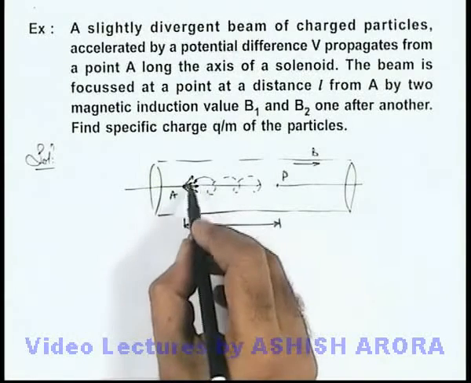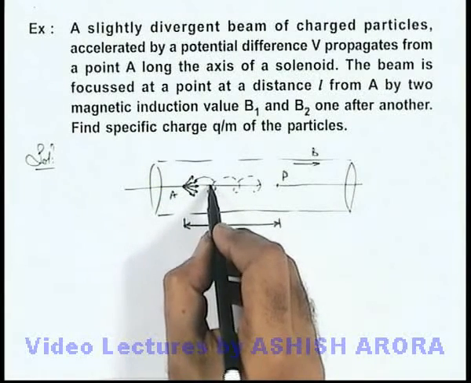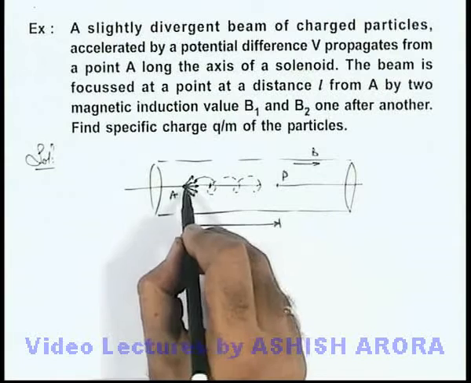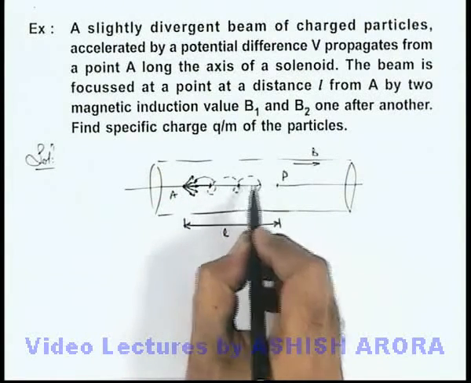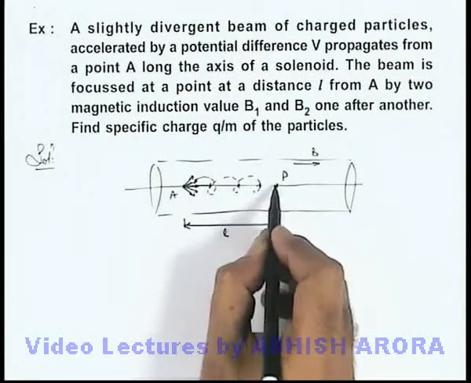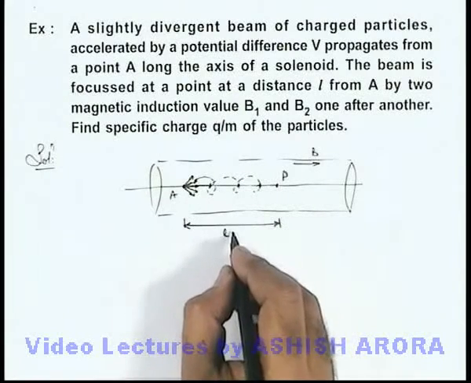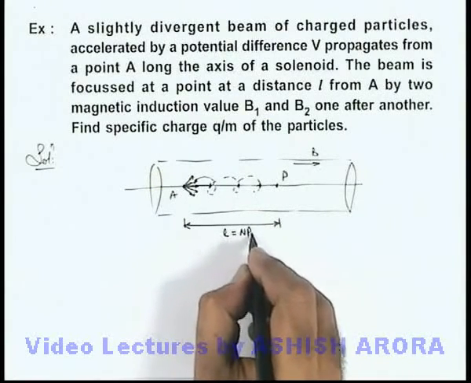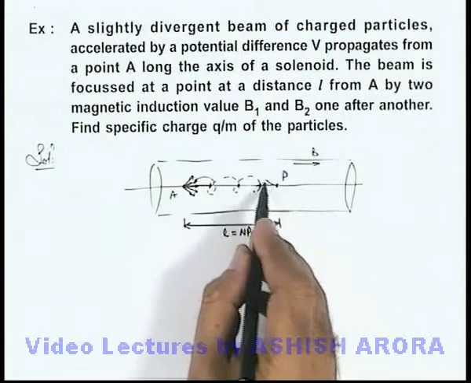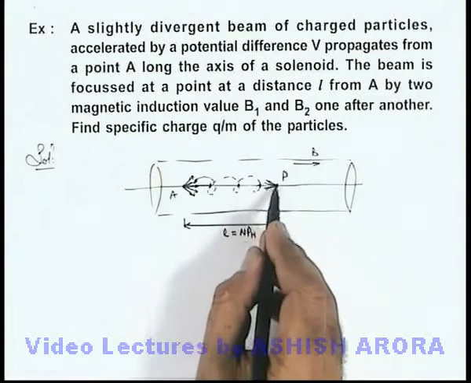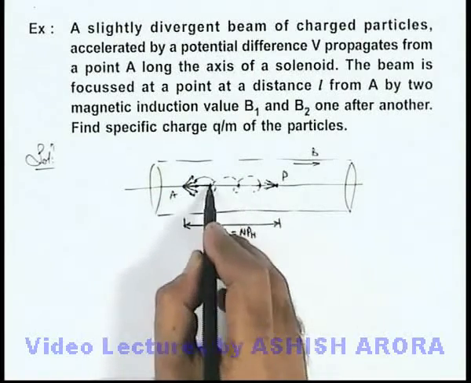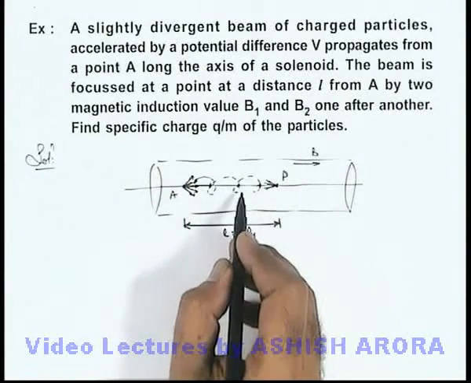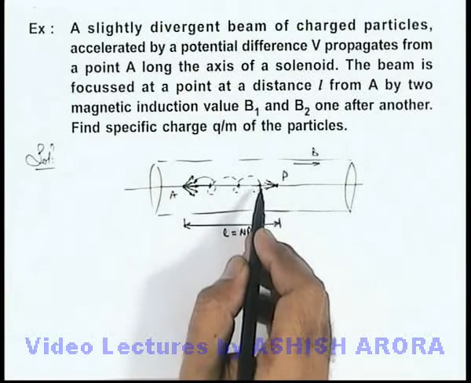We know that in a helical path, after every pitch, the particle reaches a point which is just ahead of the starting point. So we can say point P must be located at some distance such that this L is an integral multiple of the pitch of the helix. Then only we can say all these particles will be brought into focus at point P. Or at every point after a pitch, all these particles which are ejected will be focused.